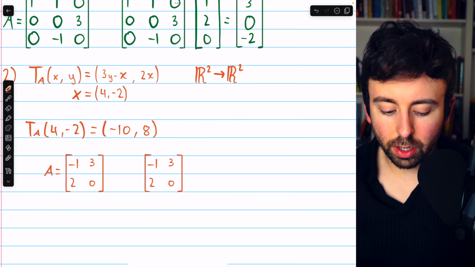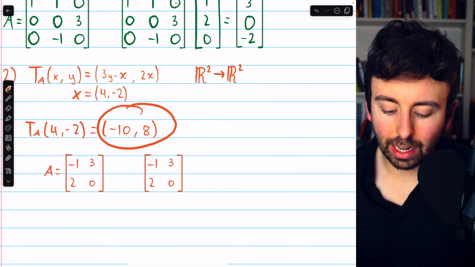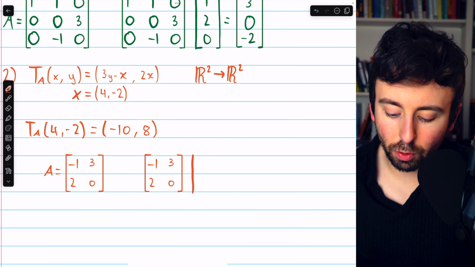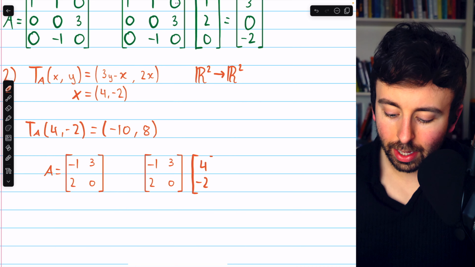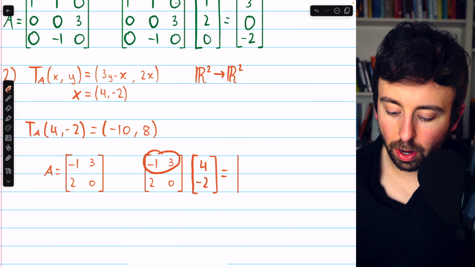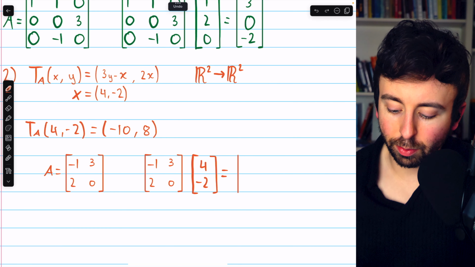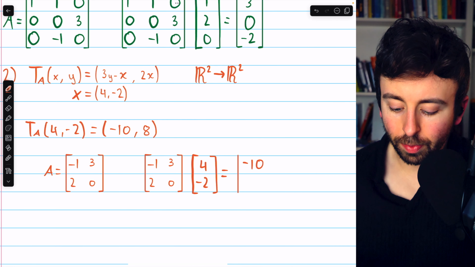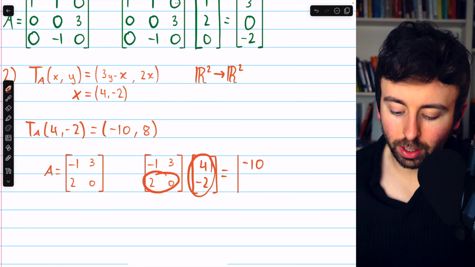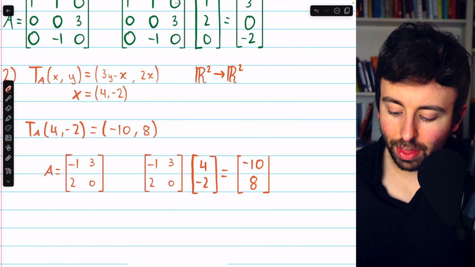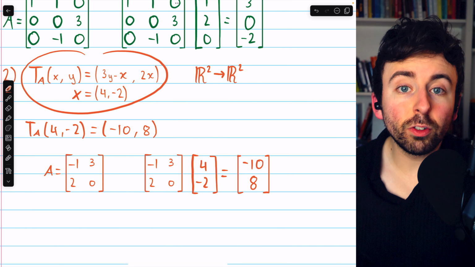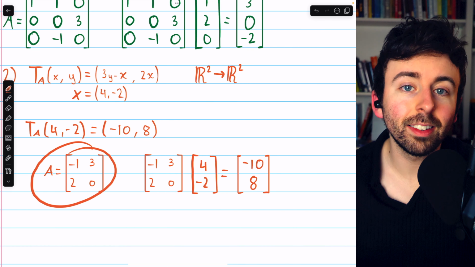So finally, we could have arrived at this same answer, this negative 10, 8, by taking the standard matrix and multiplying that by the given vector, 4, negative 2. Let's go ahead and do this multiplication. First, we would match this row up with this column, getting negative 4 minus 6, which is negative 10. And then we'd match this row up with this column and get 8. Of course, that agrees with what we expect, negative 10, 8. The effect of this linear transformation is just multiplication by this standard matrix.